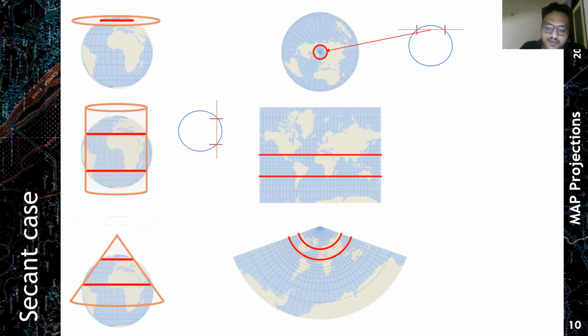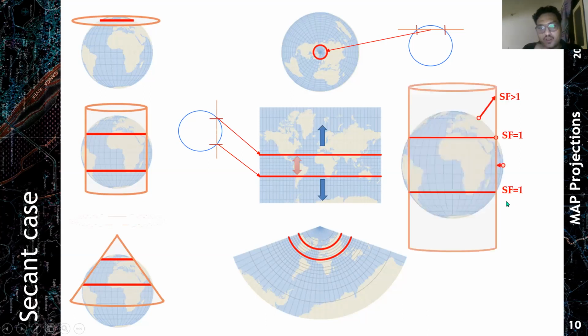So in the case of the cylinder now, the developable surface intersects at 2 points, and these 2 points result in 2 standard lines as shown here. Now we know that the distortion increases as we move further from the standard lines. So we know that the scale factor is going to be more than 1 in these directions. But what about between the standard lines? So let's see. So we know that the scale factor is 1 along the standard lines.